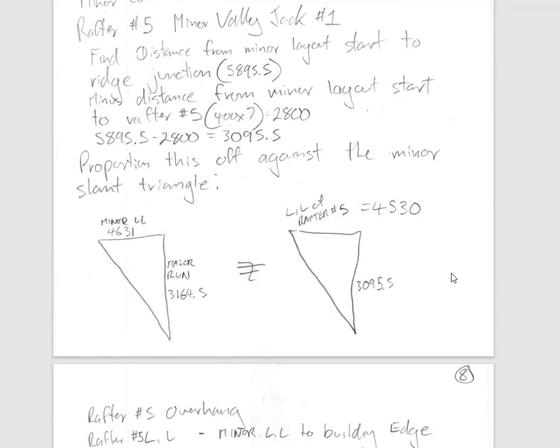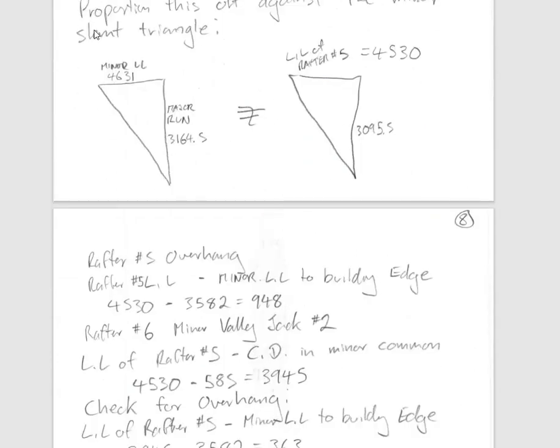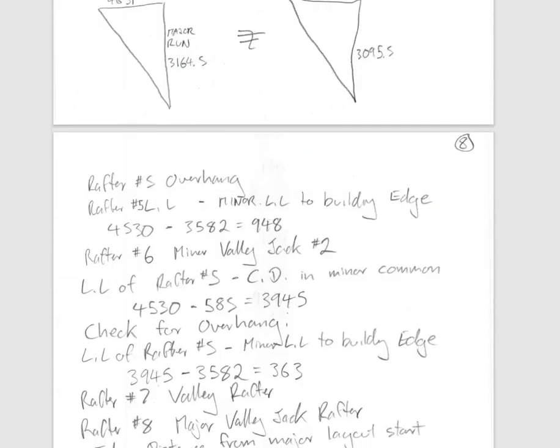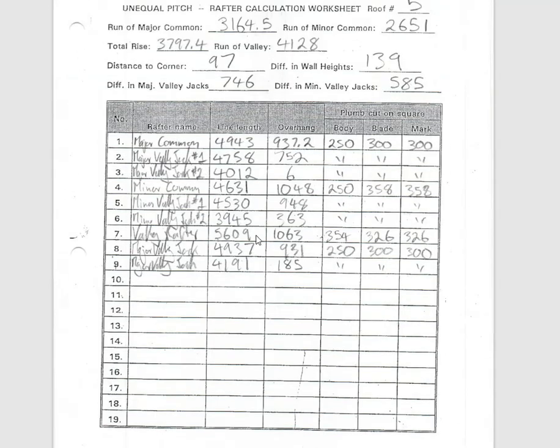And you see me doing that here, and we get the line length for that rafter of 4530. And the calculation of the overhang is done the same way, except we're using all minor numbers, which you'll see on sheet number 2. Okay, and then you can see that after those numbers are figured out, we have 4530, we have an overhang length of 948, and then we're using the same numbers as we would for the minor common for the minor valley jacks.